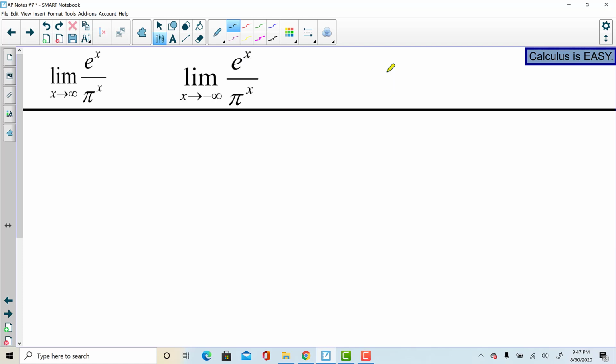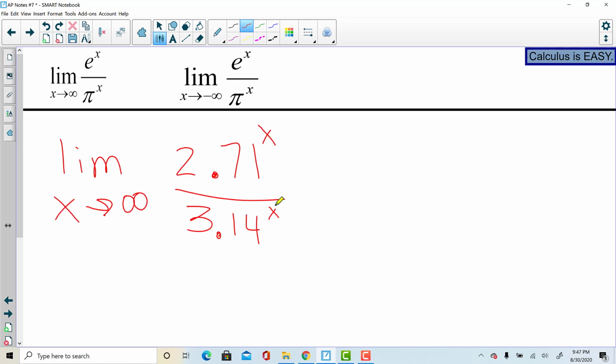Okay, in the first one, we have two exponential functions. So we just have to figure out which number is actually bigger. Okay, if I just look at the first two decimals, you can see that the bottom is going to be a bigger number. So the bottom wins, and so that limit will equal 0.